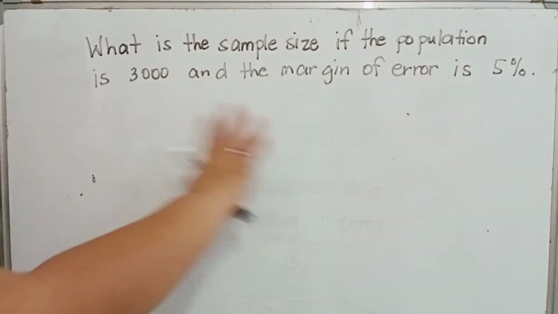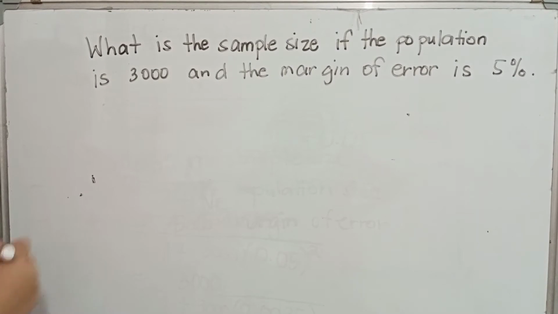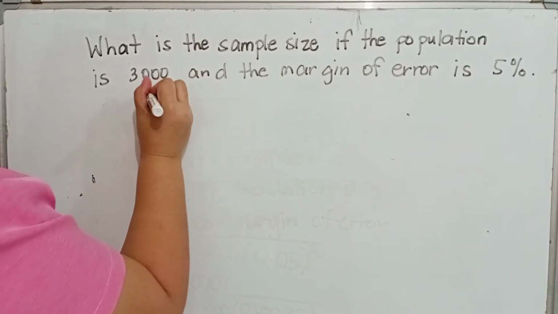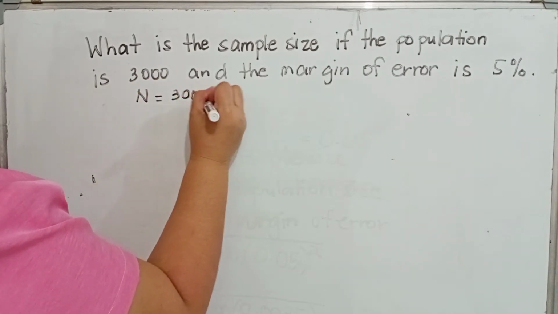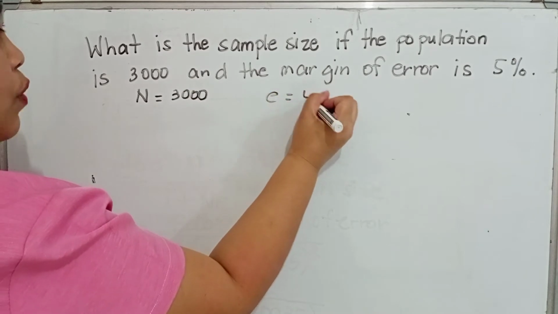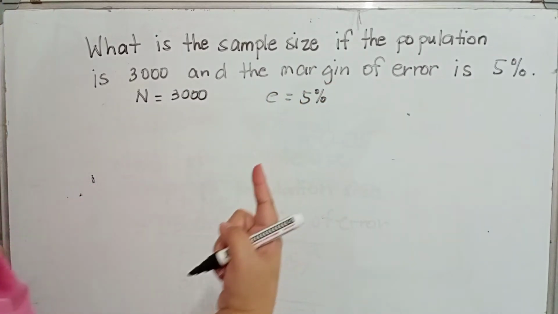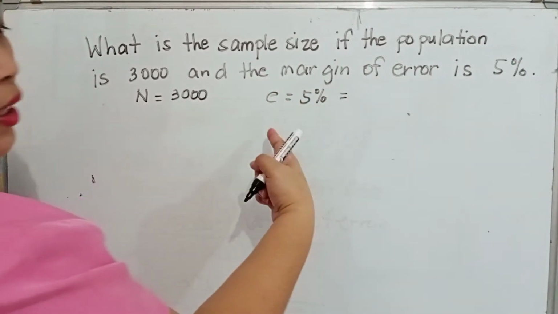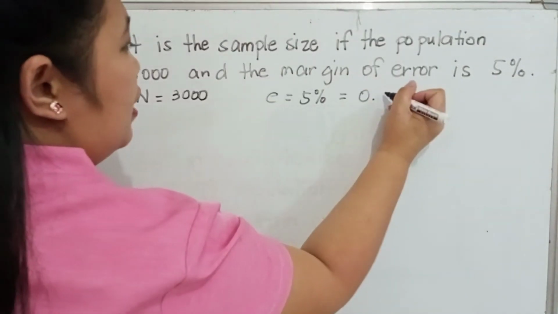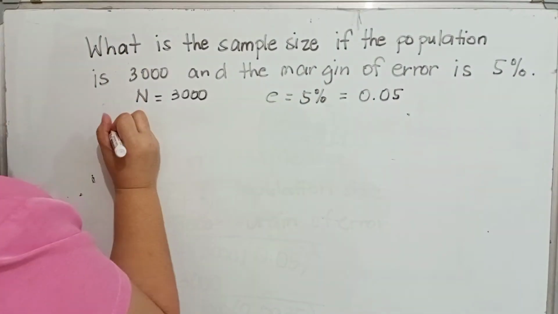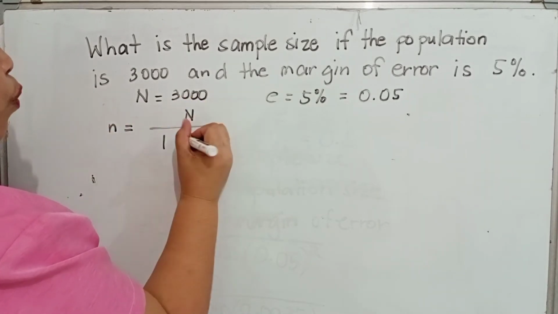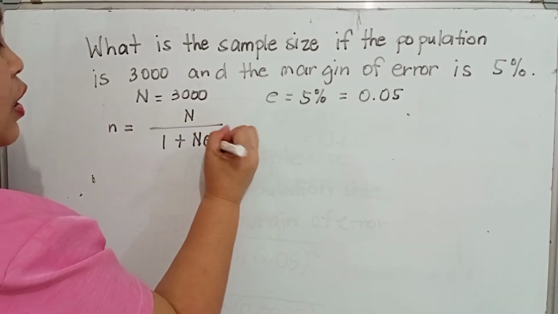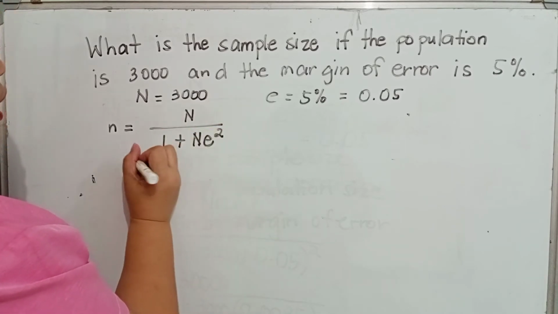Okay class, let us use this example. What is the sample size if the population is 3,000 and the margin of error is 5%? Let us have our given values. Our population size is 3,000, and of course, our margin of error is equal to 5%. So the first thing that you're going to do is convert this into decimal. So this is 0.05. Then use the formula: sample size is equal to the population size all over 1 plus the population size multiplied by the square of our margin of error.